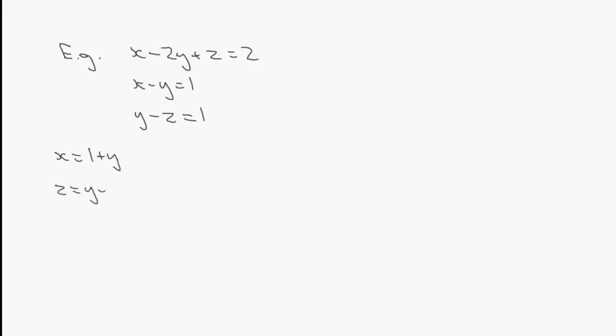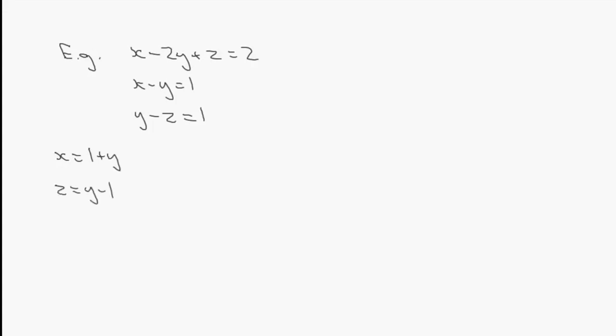All right. I'll be giving one final example for this case. So starting the example, it's once again 3 equations. Let's just say x minus 2y plus z equals 2. x minus y will be equal to 1. y minus z will be equal to 1. So like the other 2 examples, it will be x equals 1 plus y from the second equation, and z will be y minus 1 from the third equation.